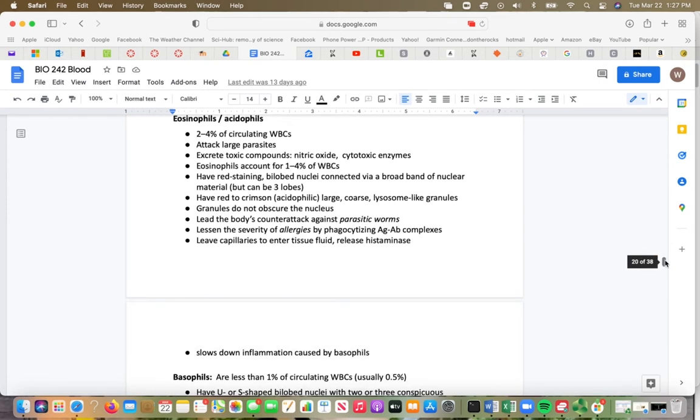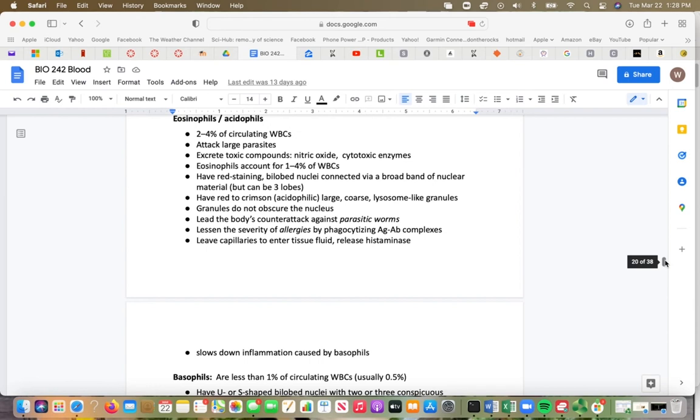The eosinophils are only 2 to 4% of the circulating white blood cells. They can attack large parasites. They'll excrete toxic compounds, things like nitric oxide and cytotoxic enzymes. A lot of times the parasite is just too big to engulf entirely. So they do have red-stained bilobed nuclei, and they will have a broad band of nuclear material, but they can have up to like 3 lobes.